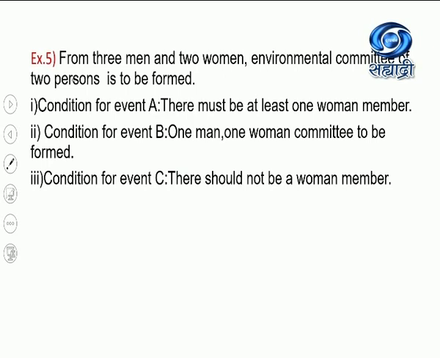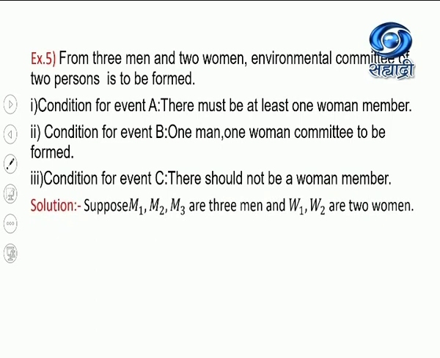Fifth example: from 3 men and 2 women, an environmental committee of 2 persons is to be formed. First one, condition for event A: there must be at least 1 woman member. Second one, condition for event B: a committee of 1 man and 1 woman is to be formed. And third one, condition for event C: there should not be a woman member.